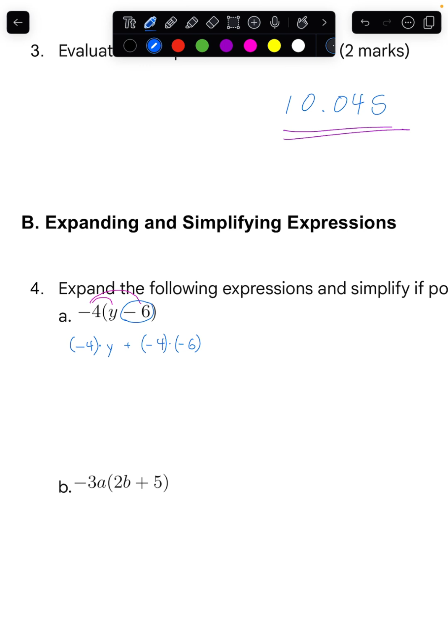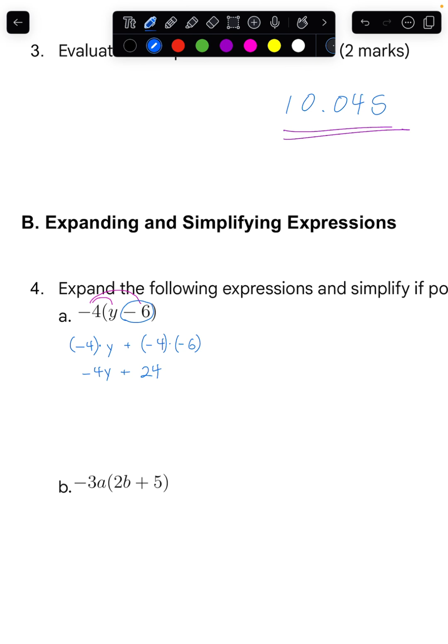So we have -4 times y, which is simply -4y, plus -4 times -6. Well, when we multiply 2 negative numbers, we get a positive number. So -4 times -6 is 4 times 6, which is 24, and the sign turns positive, so it's 24. And we have -4y plus 24.